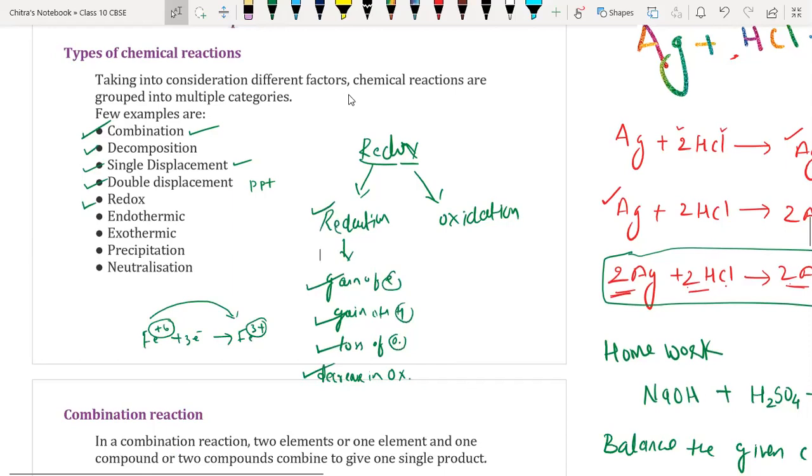Then we have endothermic reaction. Any reaction in which heat energy is absorbed, then delta H, which is nothing but the enthalpy or energy, is positive. Then it is an endothermic reaction. Exo means to release and therm means heat. So the reactions in which heat energy is released are represented by negative delta H.